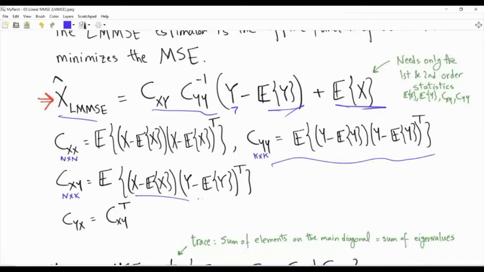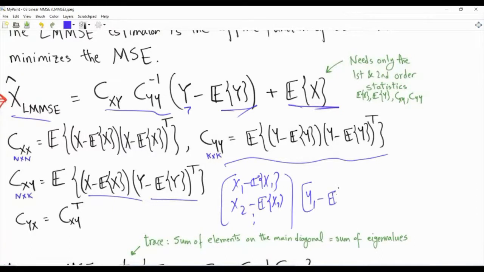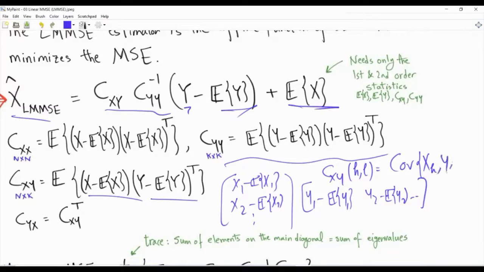So it's a matrix that looks like this. You take vector x, and then you subtract the means, x2, and then you multiply by the transpose of vector y. So this is y1, and then y2 minus expected y2, and so on. And basically, what you get when you do the matrix multiplication is that Cxy element KL will be the covariance of XK and YL.